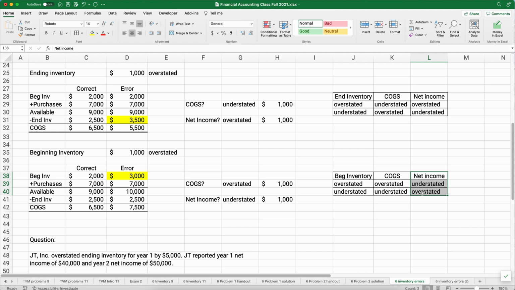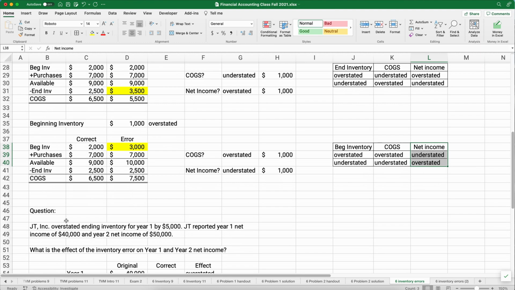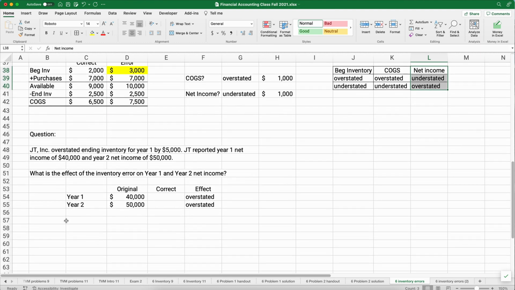Okay, so let's ask a question, see if you can think through this. Let's assume JT Inc. overstated ending inventory for year 1 by $5,000. JT reported year 1 net income of $40,000 and year 2 net income of $50,000. And we know those are the incorrect numbers, those are the original numbers. All right, so what is the effect of the inventory error on year 1 and year 2? And we did not find the error. So let's assume we did not find the error.